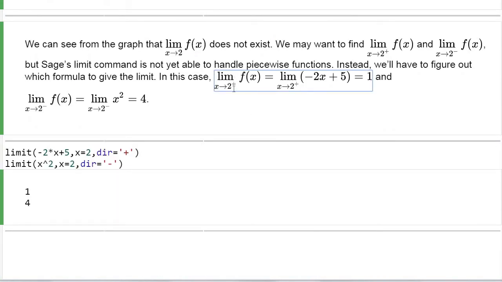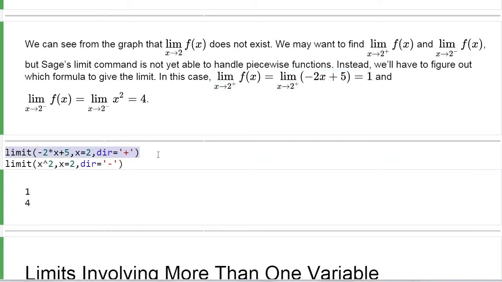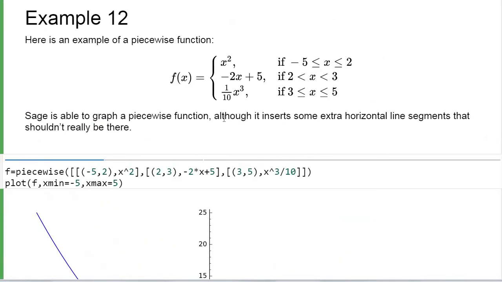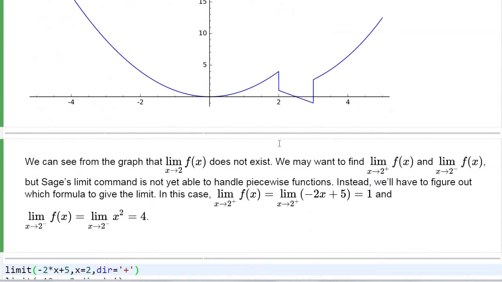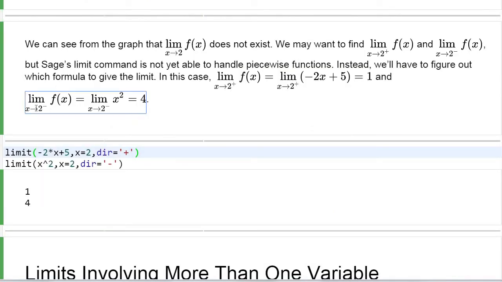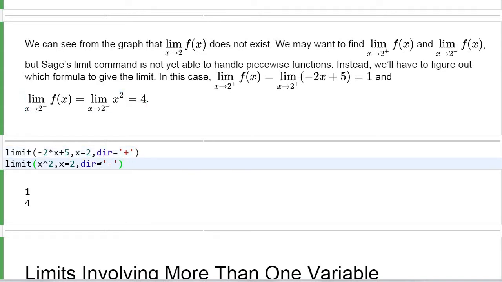So the limit as x approaches 2 from the right is the limit as x approaches 2 from the right of that particular rule, which is 1. You can do that in Sage, no problem. There it is. From the left, okay, x is less than 2. That's this one. X less than 2, but approaching 2, the rule is x squared. So the limit as x approaches 2 from the left is the limit as x approaches 2 of x squared, and that's 4. You can do that one in Sage. There it is.